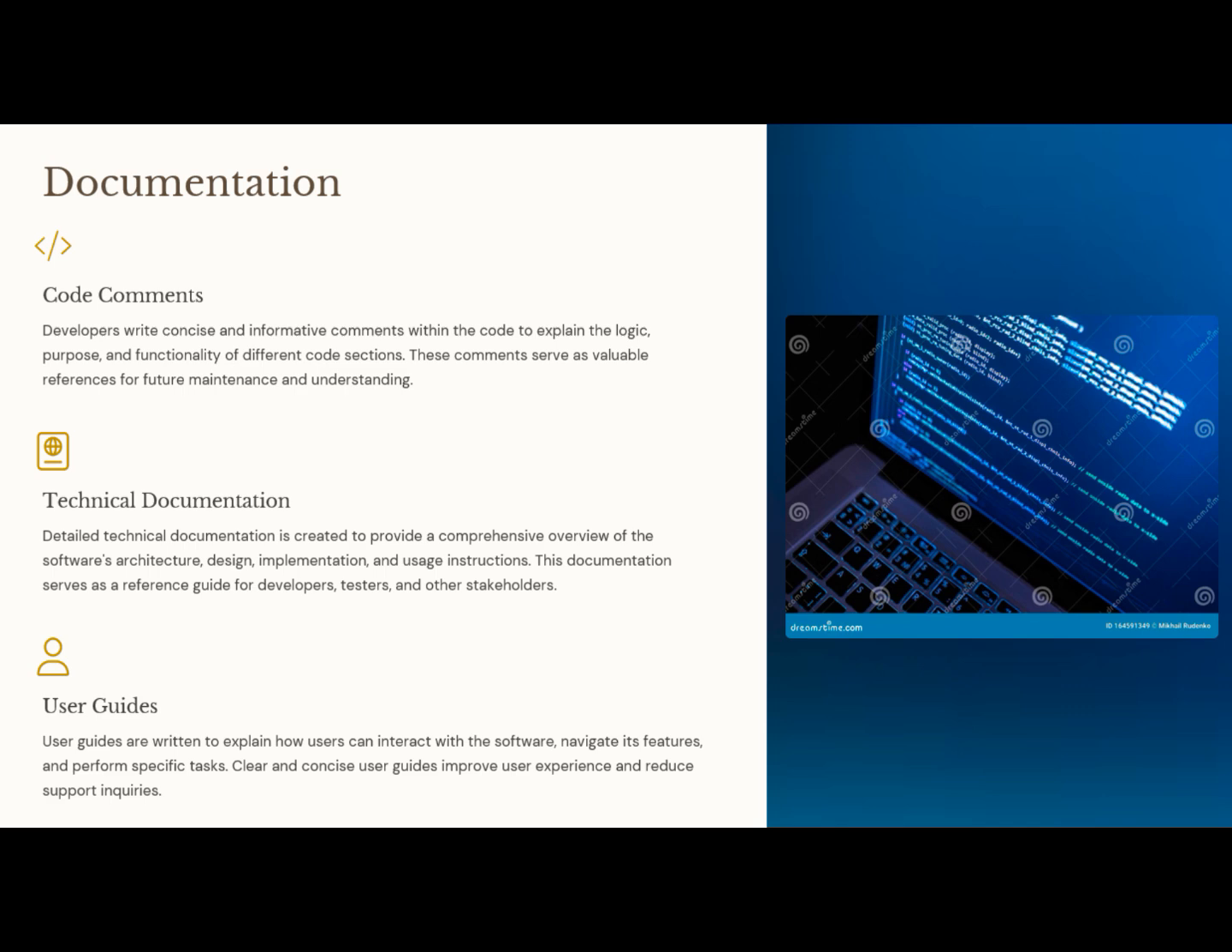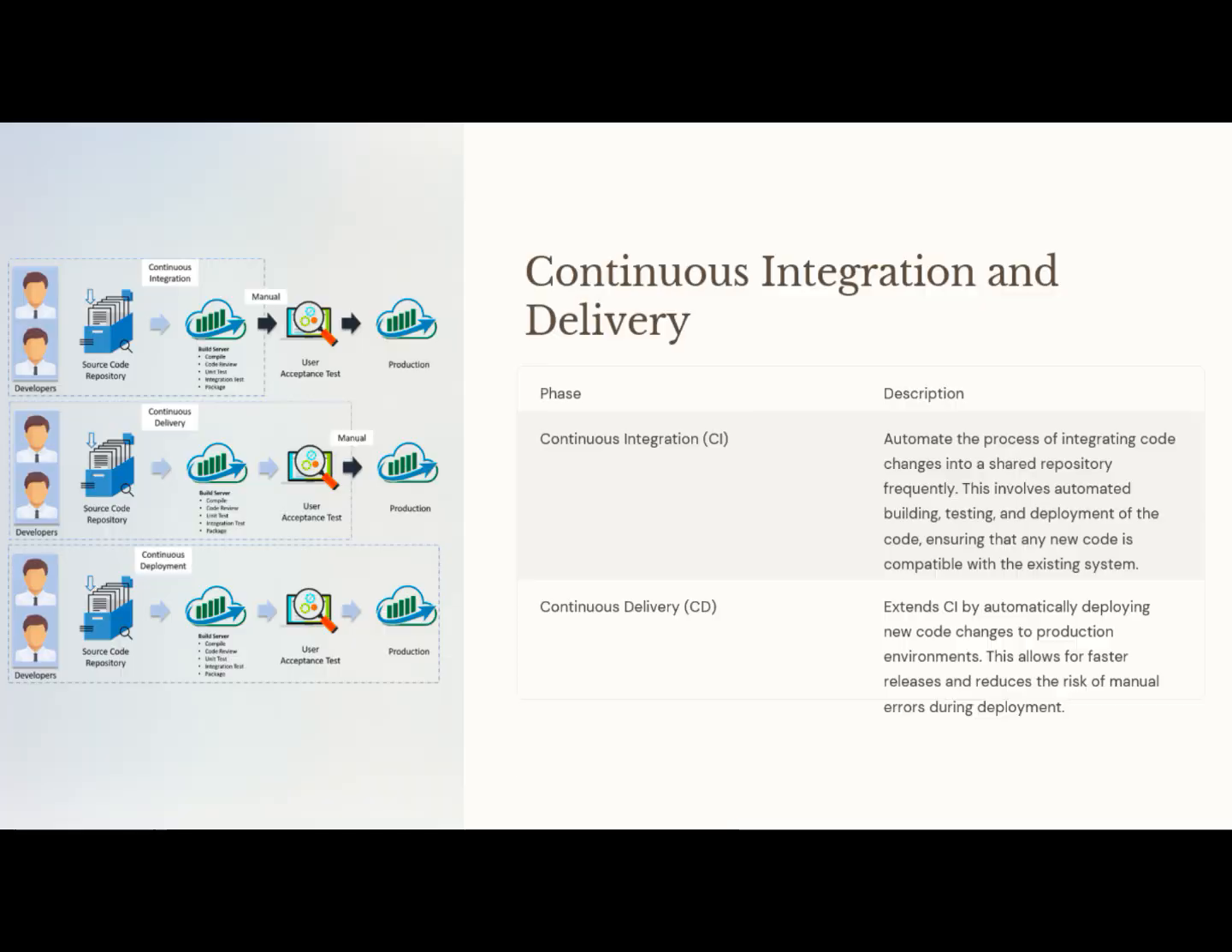Technical documentation. Detailed technical documentation is created to provide a comprehensive overview of the software's architecture, design, implementation, and usage instructions. This documentation serves as a reference guide for developers, testers, and other stakeholders. User guides. User guides are written to explain how users can interact with the software, navigate its features, and perform specific tasks. Clear and concise user guides improve user experience and reduce support inquiries.